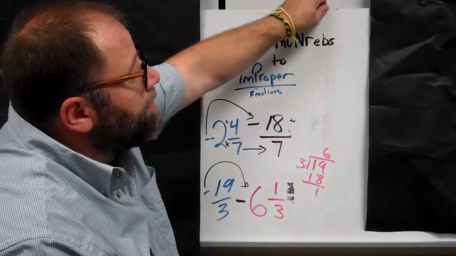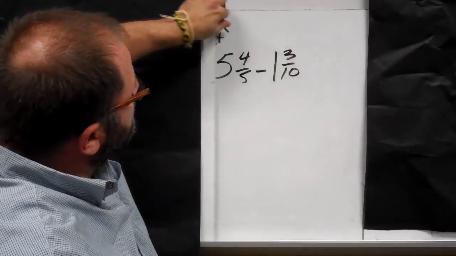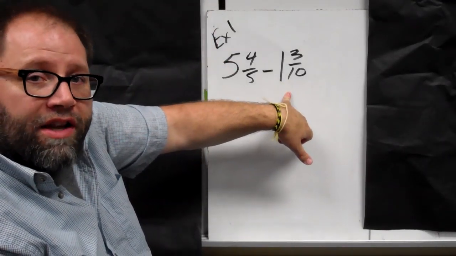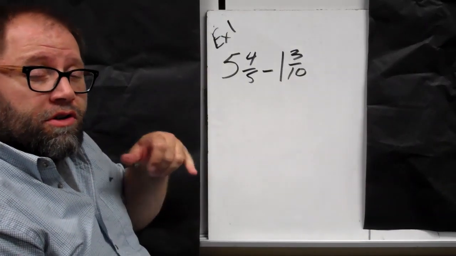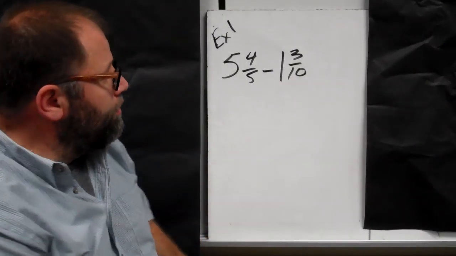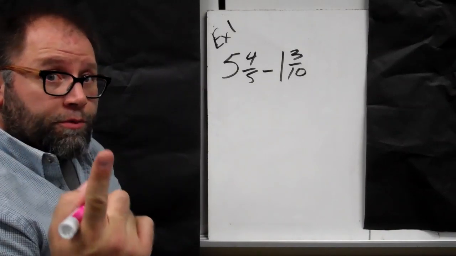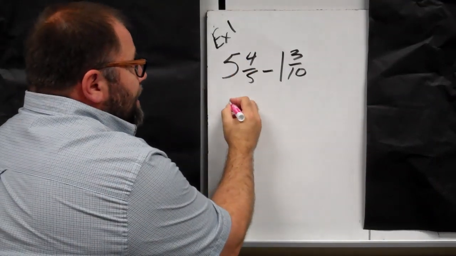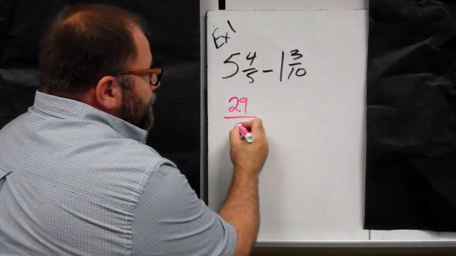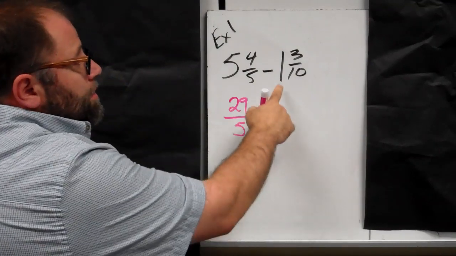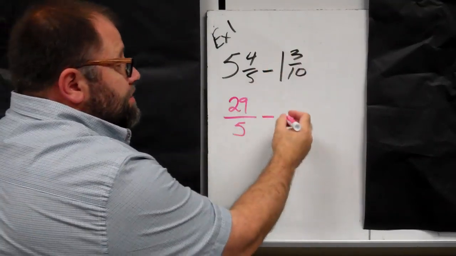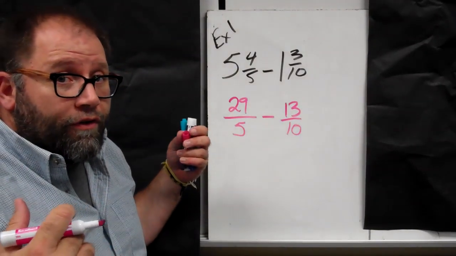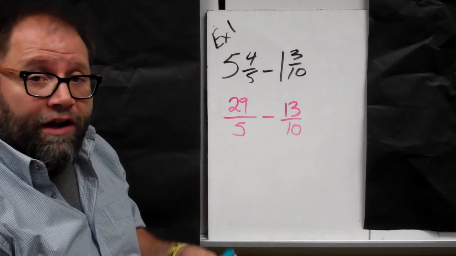Okay. Let's get some examples. 5 4/5 minus 1 3/10. So here we go. First thing we're going to do, convert them to improper fractions. So 5 times 5 is 25, plus 4 is 29, and that's still over fifths, minus 10 times 1 is 10, plus 3 is 13, 13 tenths. And now we know if we want to add or subtract, we've got to have the same denominator. We've got to turn them into like fractions.